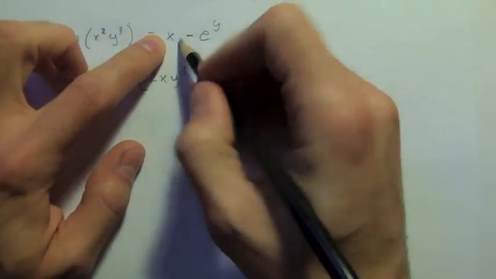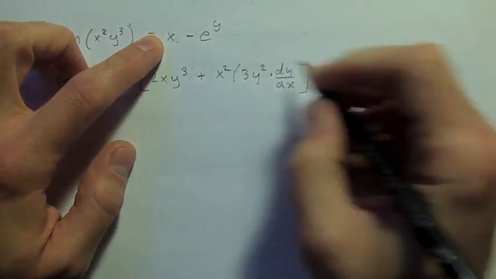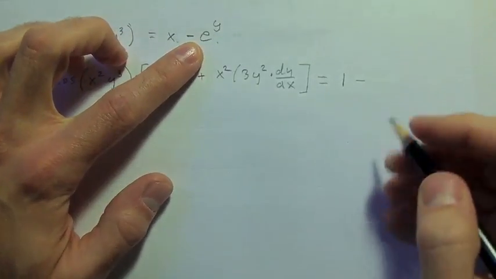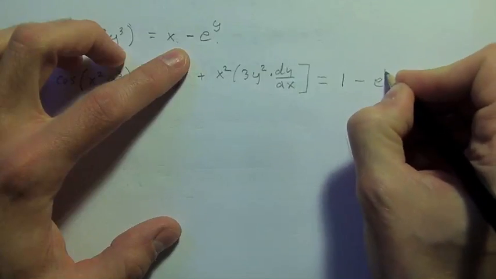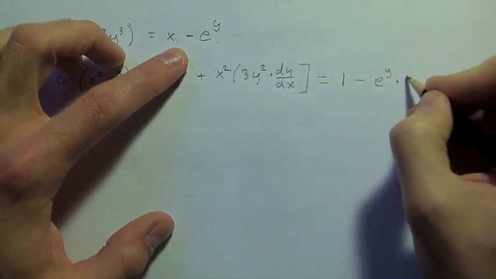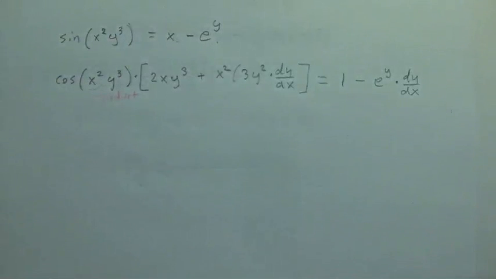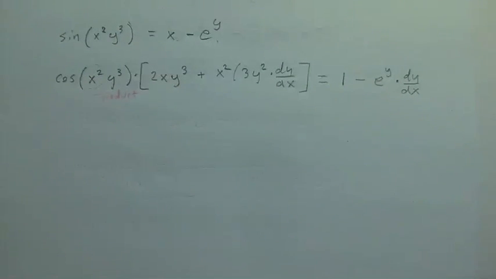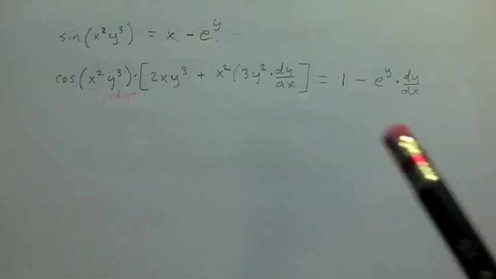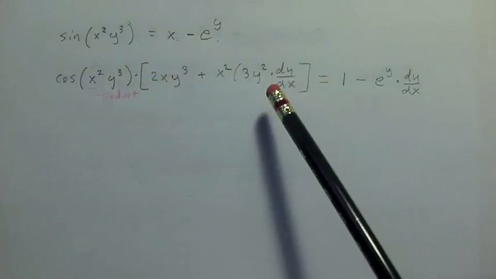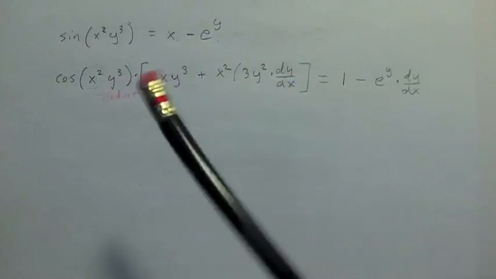Then the derivative of x is equal to 1. And the derivative of e to the y, well, that's going to be itself. But remember, since that's a y, we're going to multiply by dy over dx. Now, there's one extra step here because, well, we have a dy dx trapped in here. We can't just start moving things.